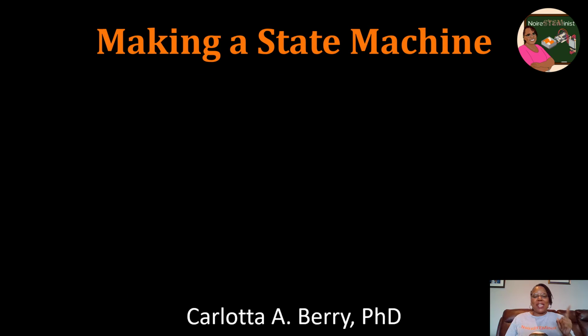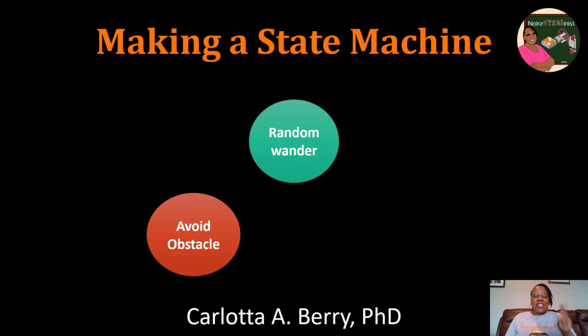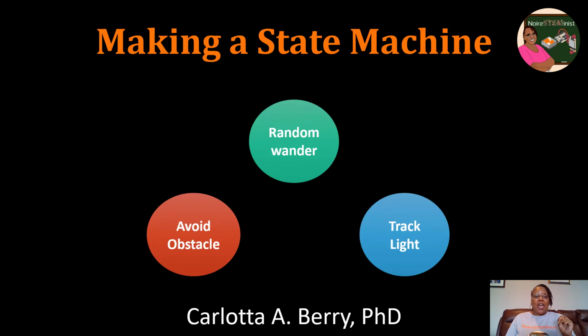Today we will talk about making a state machine, which is a way of designing a task for your robot. Our robot is going to have three states. The first state is going to be random wander. The second state is going to be avoid obstacle. And the third state is going to be track light.